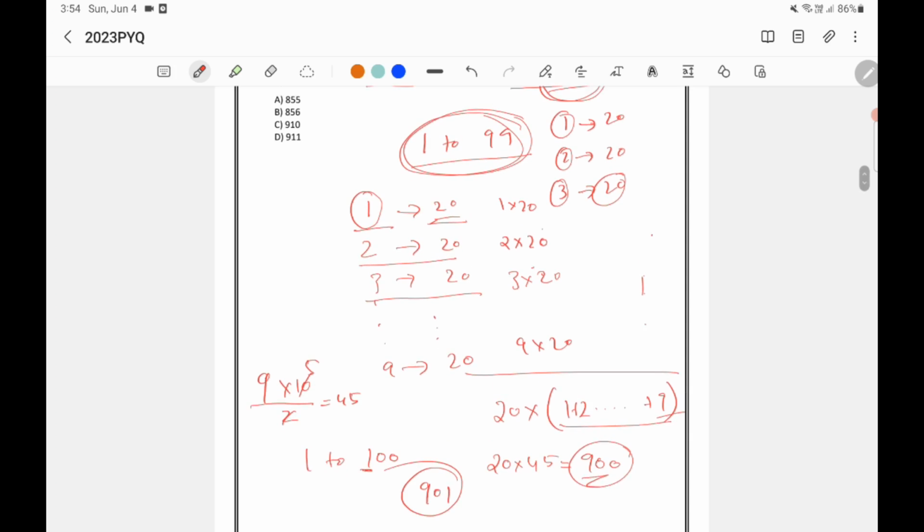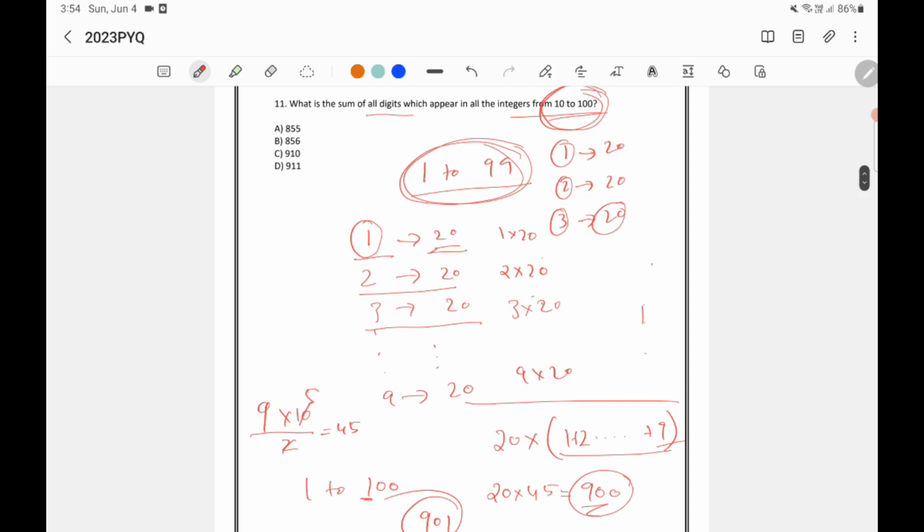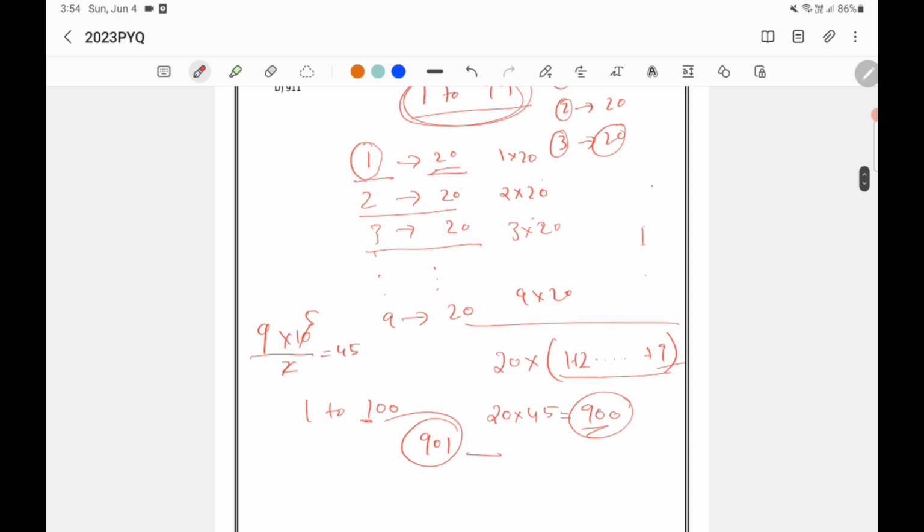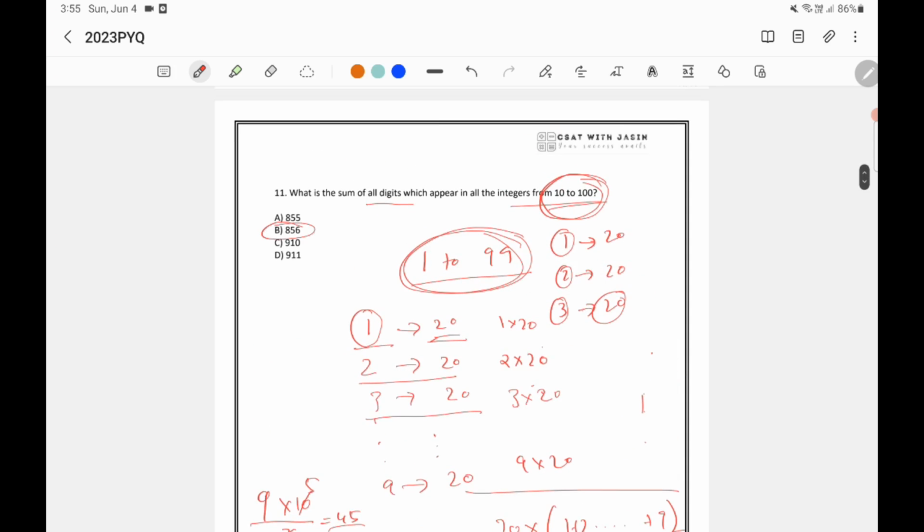But I need to find from 10 to 100, not 1 to 100. So I have to subtract 1 to 9 from it. So 1 to 9, we have already calculated that 1 plus 2 plus 3 plus 4 plus up to 9 is 45. So just minus 45 from 901, you will get 856. So the answer is 856, option B.